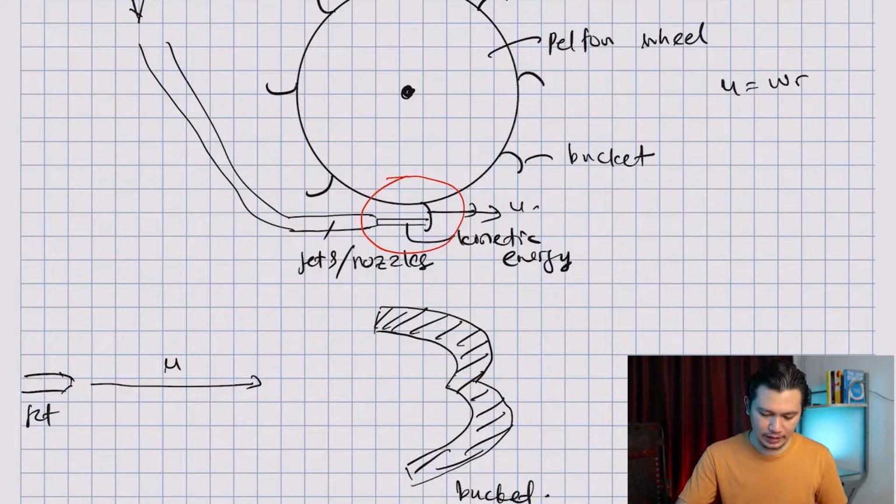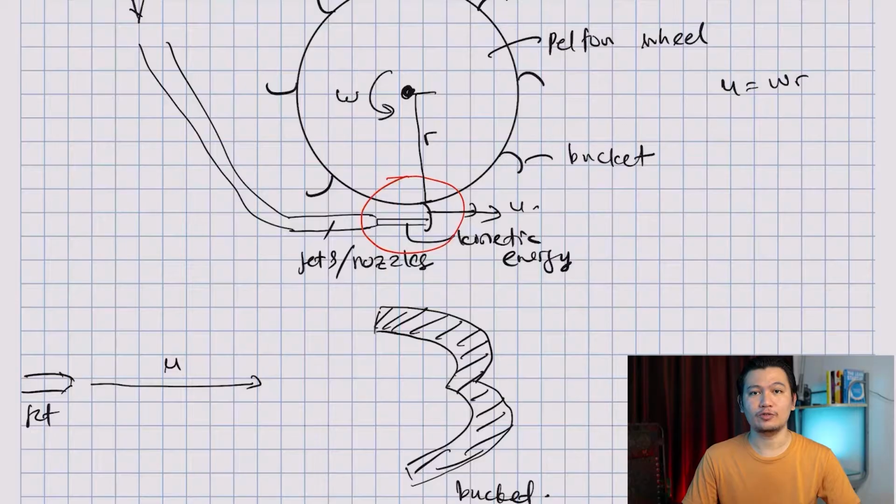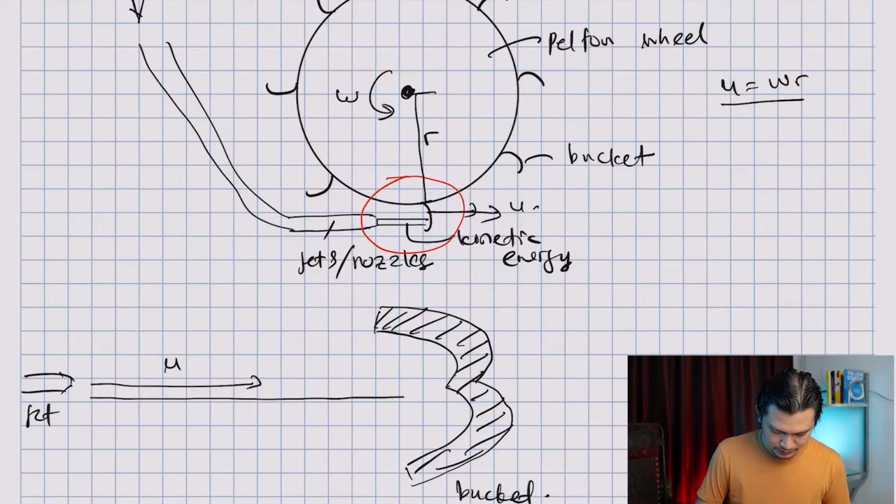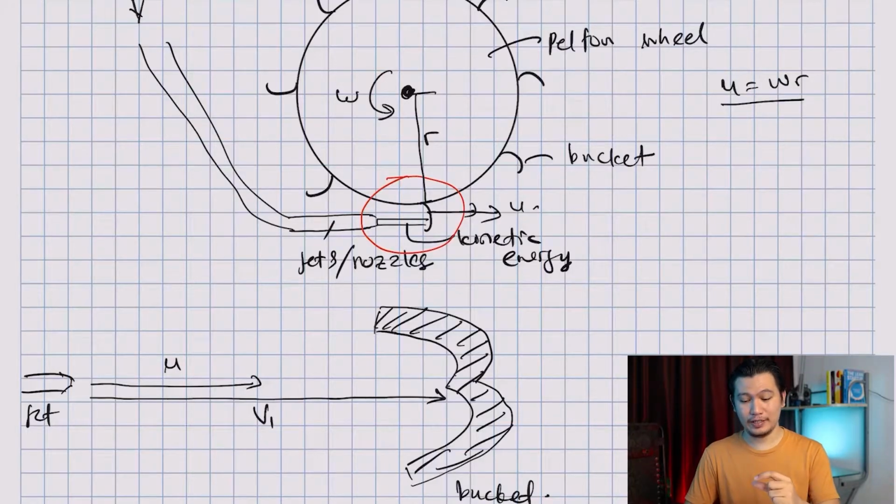What is omega? Omega is the rotational speed of the Pelton wheel, and r is the radius from the bucket to the center of rotation. Okay, and u equals omega r. So u is the velocity of the bucket. What else do we have? We also have the velocity of the water jet, and this is called capital V1. This is the velocity of the water jet.